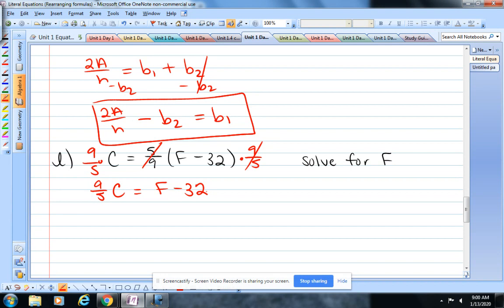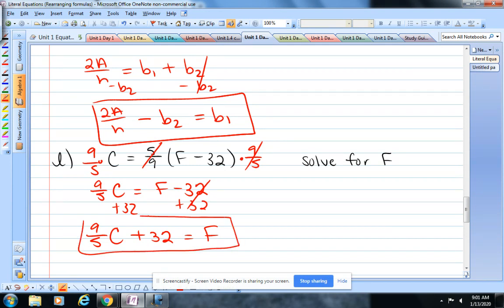We're almost there. How do we get F by itself now? Add 32. So 9/5 times our degrees in Celsius that we know, plus 32 degrees Fahrenheit. If we know Fahrenheit, we would use the original formula. If we know Celsius, we would use this formula that we just wrote to solve for Fahrenheit. Isn't that cool? That's an actual useful one that you see in science classes.